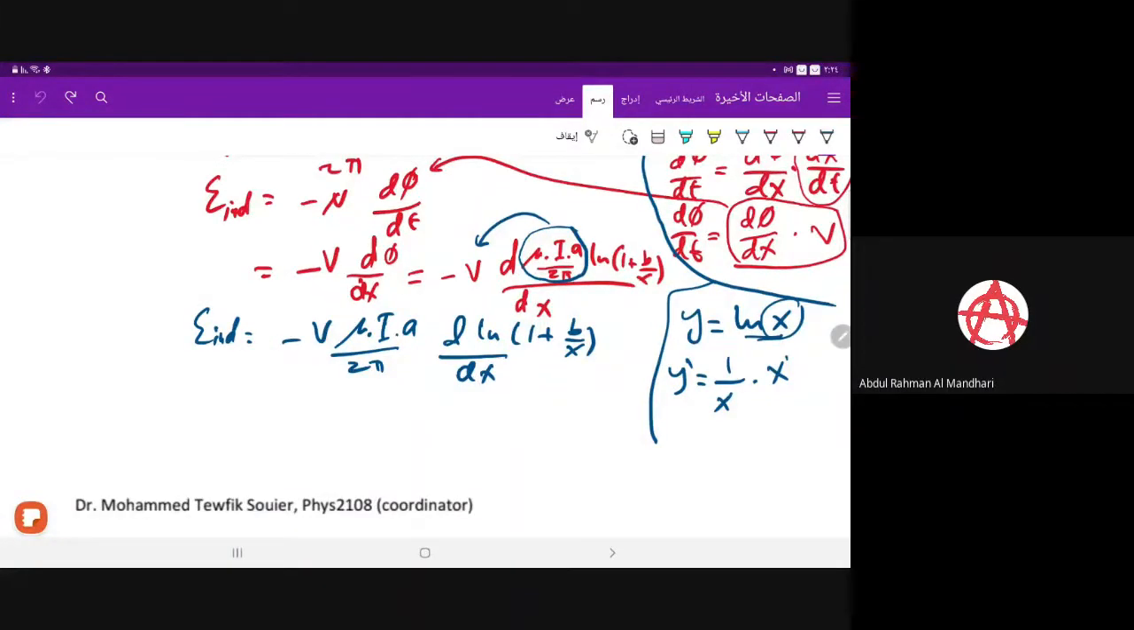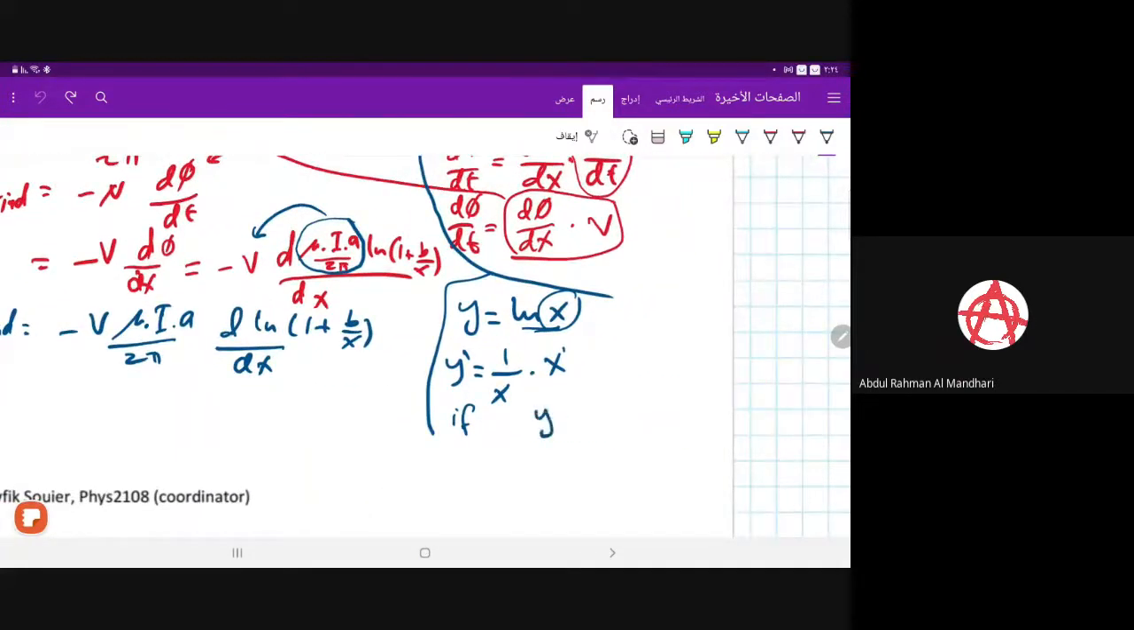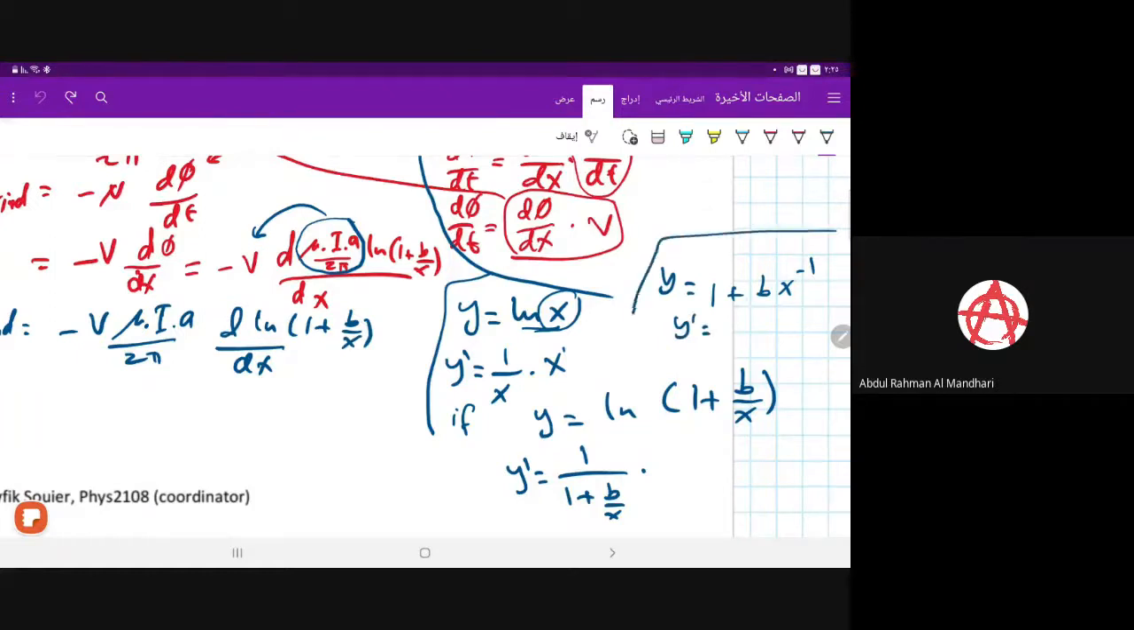So if we can apply that to this one, in our case y is ln of 1 plus b over x. So what will y dash be in this case? Yes, it will be 1 over that, which is 1 over 1 plus b over x. Okay. So this is the first part, multiplied by the first derivative of this. So what is this actually? This is 1 plus, if we bring the x up, b into x to the power minus 1, right? Now what is the first derivative of that?